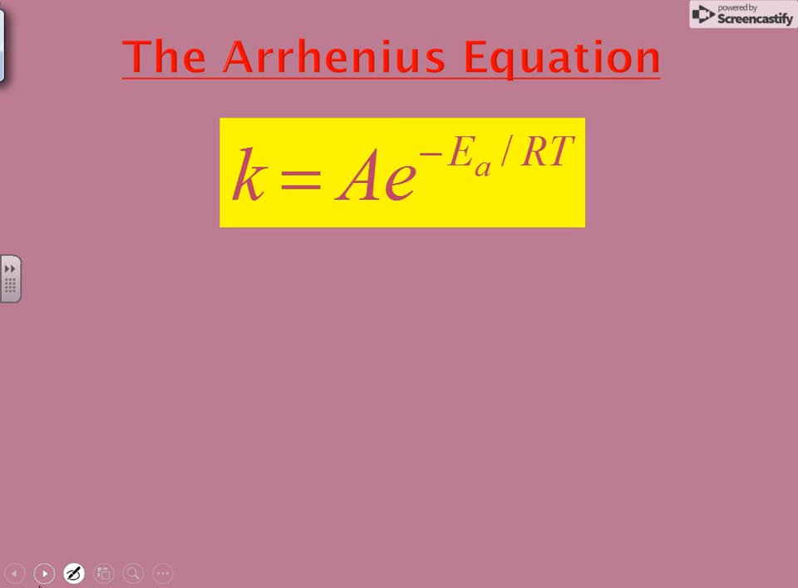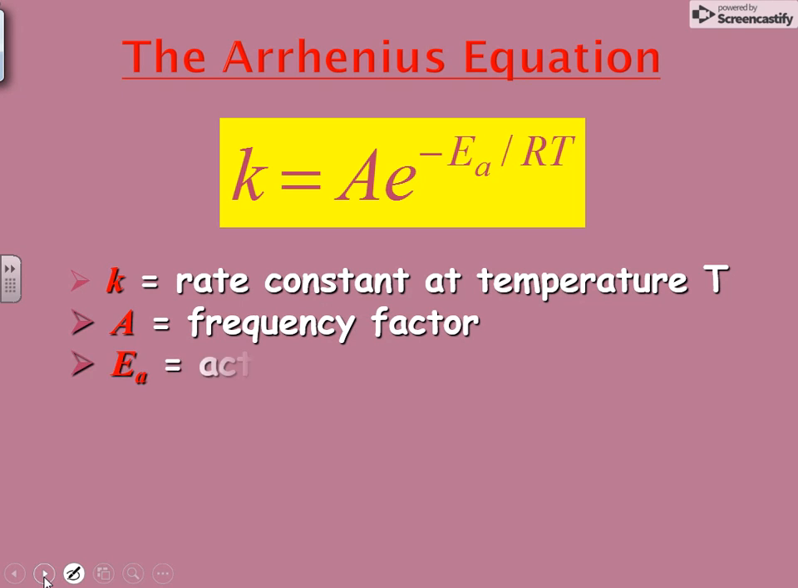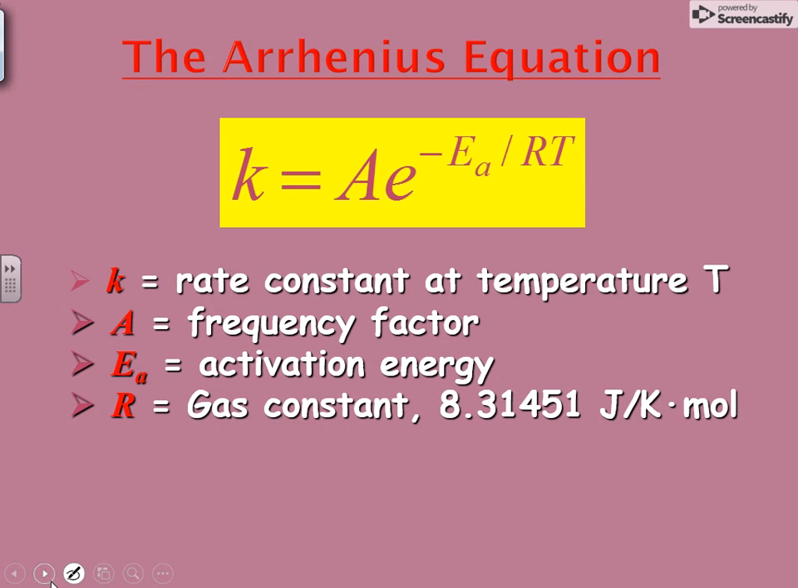The last formula we want to look at is called the Arrhenius equation, and we use this equation to help us calculate a rate constant, and we can also calculate the activation energy. Now, K is your rate constant at a given temperature. A represents a frequency factor, and the E sub A represents the activation energy. R is your ideal gas law constant. And since we're talking about energy here, remember when we're dealing with energy, we use the constant that has joule per Kelvin mole for the unit. So we're using the 8.3145 value for that.